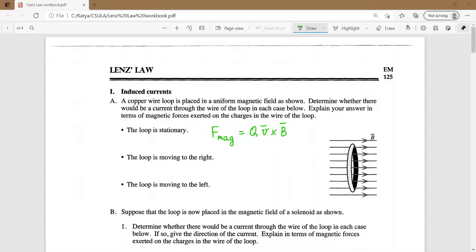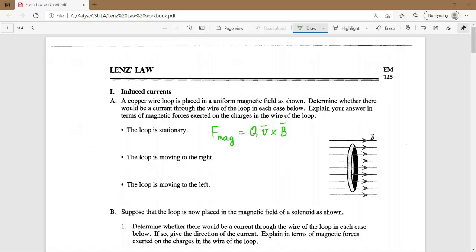So there is a copper loop over here, and it's either stationary or moving to the right or moving to the left, and they are asking if there is going to be any current in this loop from the point of view of magnetic forces exerted on the charges in the loop. What kind of charges do we have in the loop? Well, we do have electrons, right? Electrons have negative sign, and they're asking if these electrons are going to feel the force from the field.